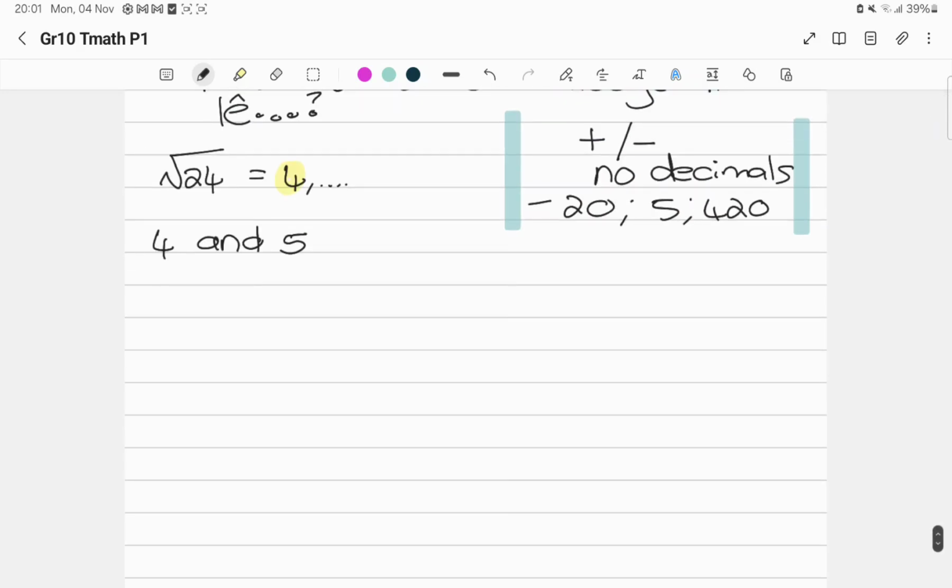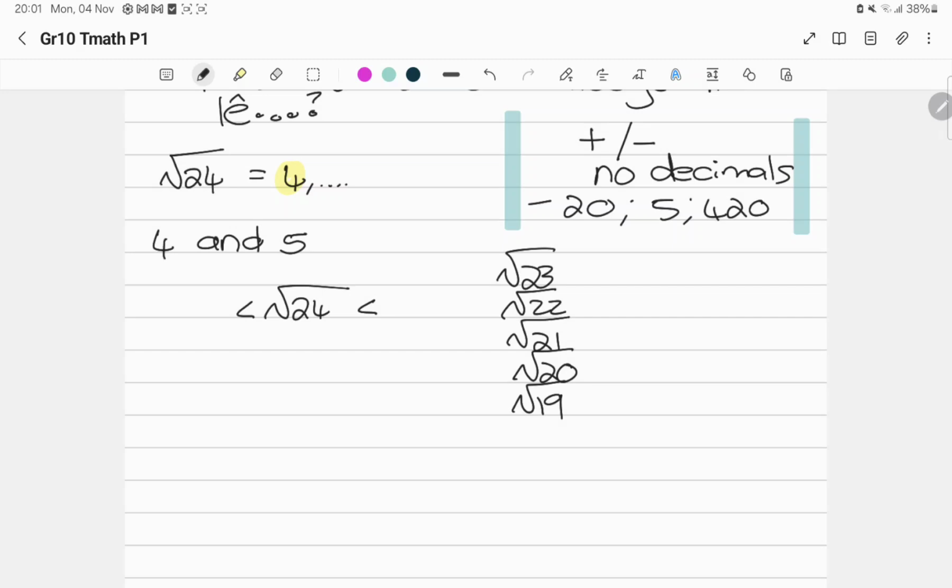Now how you would write it in steps is obviously have root 24 in the middle. Now you actually have to go down and find a perfect square. So by perfect square I'm going to ask, okay, is root 23 a perfect square? No. Is root 22 a perfect square? No. Perfect square means it doesn't give you any decimals. Alright, the root of 21? No. The root of 20? No. The root of 19? No. Root of 18? No.